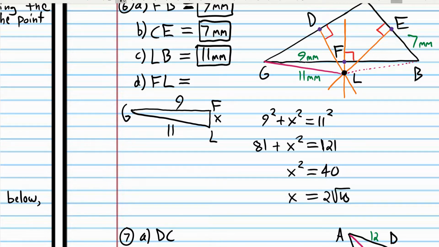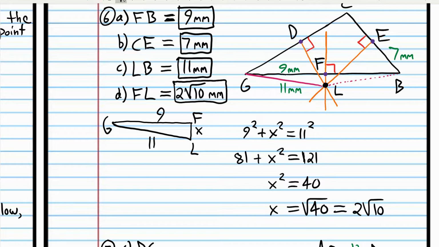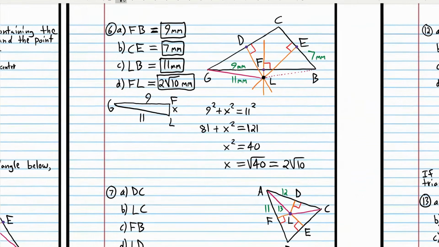Now I'm not going to demonstrate how to pull a perfect square out of a root or anything like that. Again, I expect you to know that by now. If you don't, you can always go back to my beginning algebra course. But that would be 2 root 10. So we say 2 root 10 millimeters. Again, if you need practice with the Pythagorean theorem, or how to pull a perfect square out of a root, you can go to my Pythagorean theorem class.